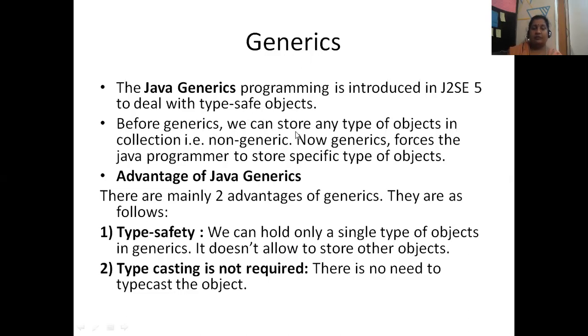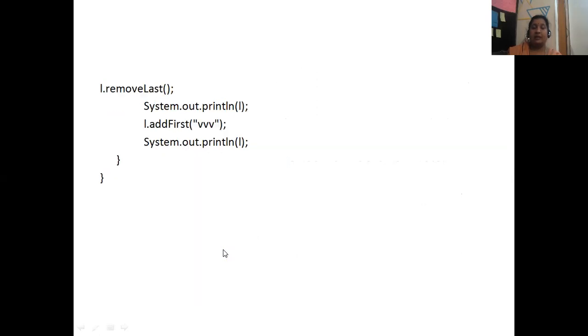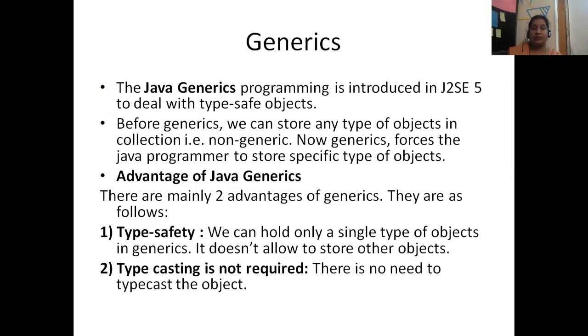Before generics, we can store any type of objects in a collection, that is non-generic. Now generics force the Java programmer to store specific types of object. What is the type safety? We can hold only one single type of object. But generic means you have to use only that type, it doesn't allow storing other objects. So this is for safety purposes. This started from the fifth edition.